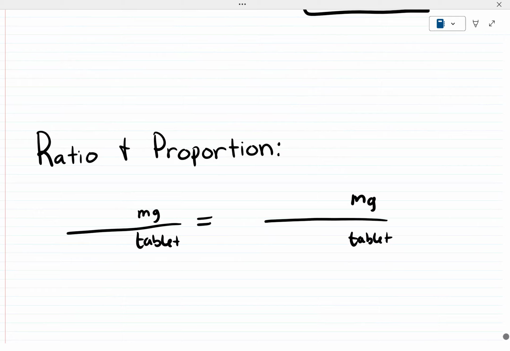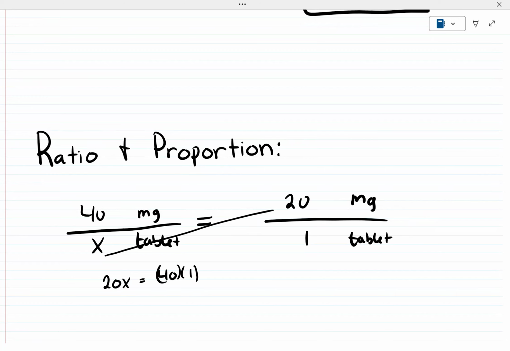So we have an order of 40 mg, and we don't know how many tablets, so that's our unknown. And then our availability is for one tablet, that was 20 milligrams, right? Cross multiply, so this is going to be 20x equals 40 times 1. That's 20x equals 40. Divide this by 20, and you get 2.